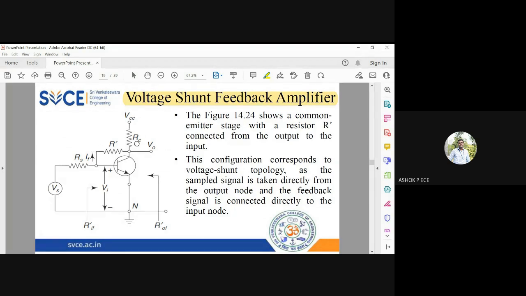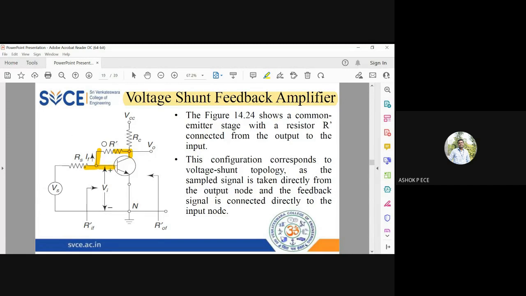Collector to base feedback bias is going to be the voltage shunt configuration. And this R dash connected between base and collector is going to act like the feedback resistor. And you see at the collector side, the current is splitting. When current is splitting, it is going to be parallel. On the input side also, you see current is splitting, so the input side is also going to be parallel.